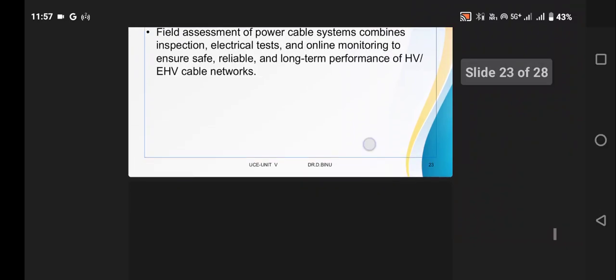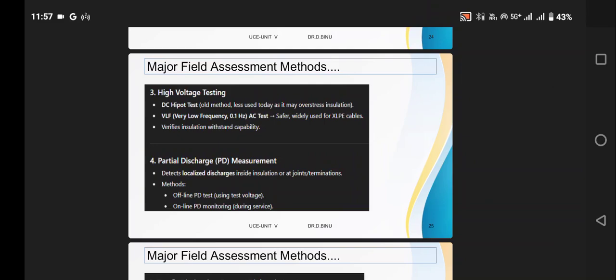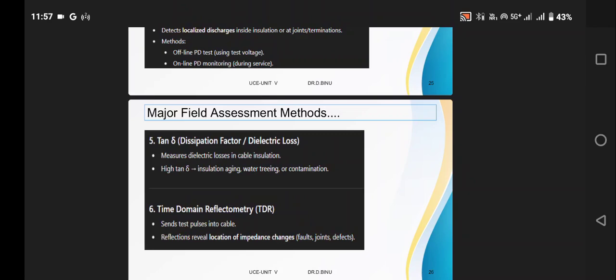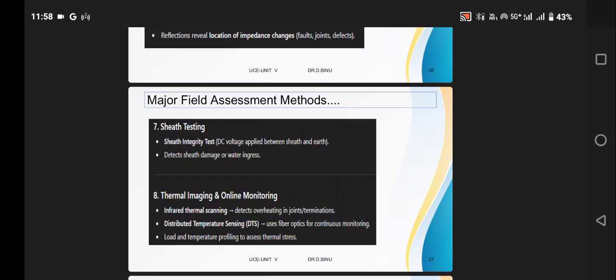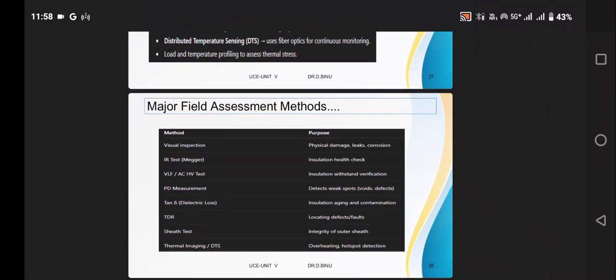The major field assessment tests are: the first one is visual as well as physical inspection. Second one is insulation resistance measurement. Third one is high voltage testing. Fourth one is partial discharge measurement. Fifth one is dissipation factor or dielectric loss measurement. Next one is time domain reflectometry. Seventh one is sheath testing. Eighth one is thermal imaging and online monitoring. This table represents the various field assessment methods as well as their tools.